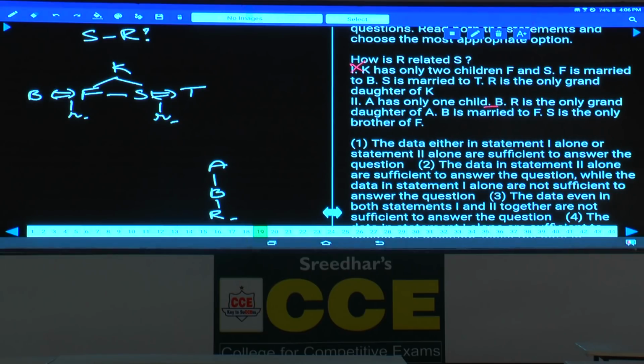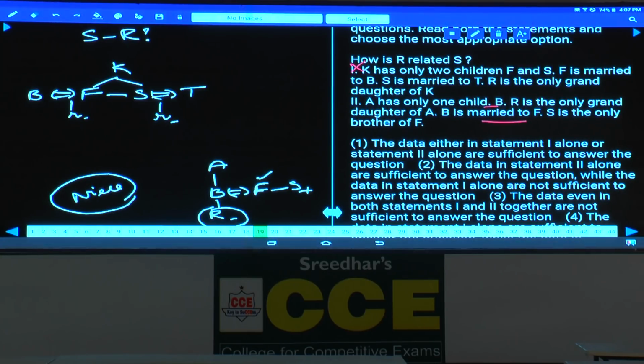And B is married to F. As B is married to F, S is the only brother of F. As S is the only brother of F, how is this R related to S? S's sibling is F, though the gender of F is not known, so R is the sibling's daughter. Sibling's daughter is niece. Are we getting a unique answer or not? With the help of condition number 2 alone, I am getting a unique answer that R is the niece of S. Isn't it? Hence, what is your answer? Only 2 alone is sufficient. Choice 2 is the answer.